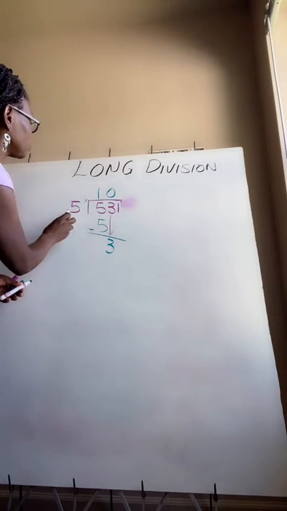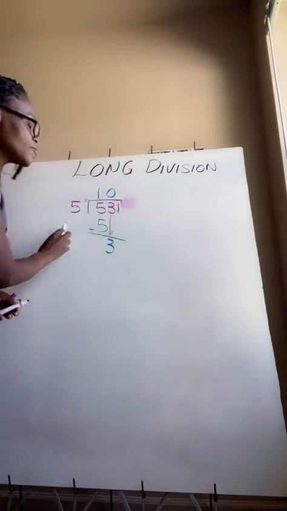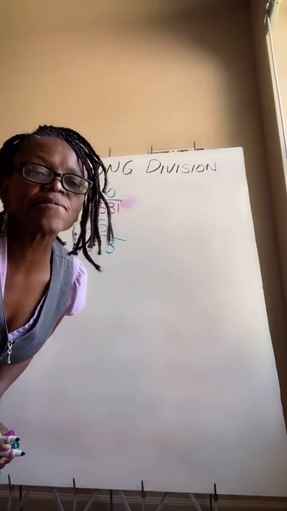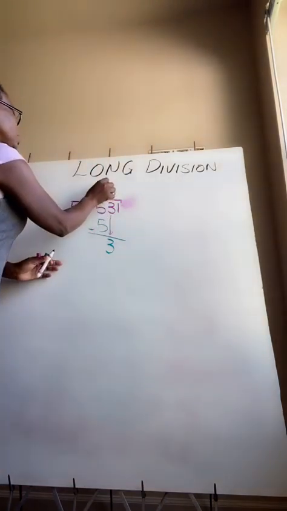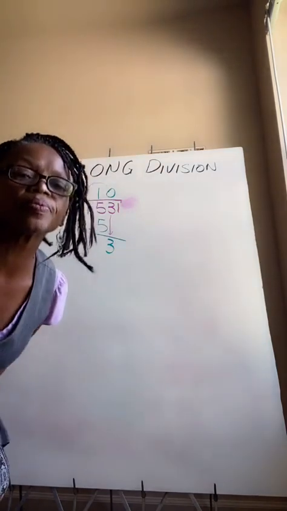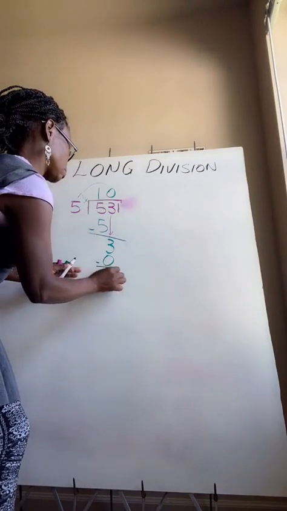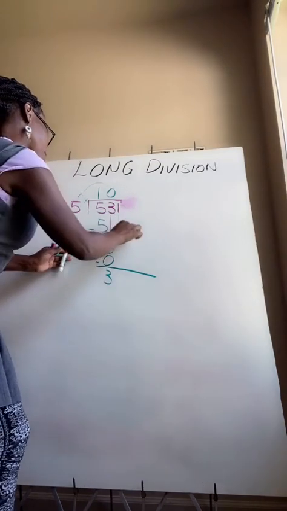What's 0 times 5? This is 0 times 5. 0. And we bring down the 1.